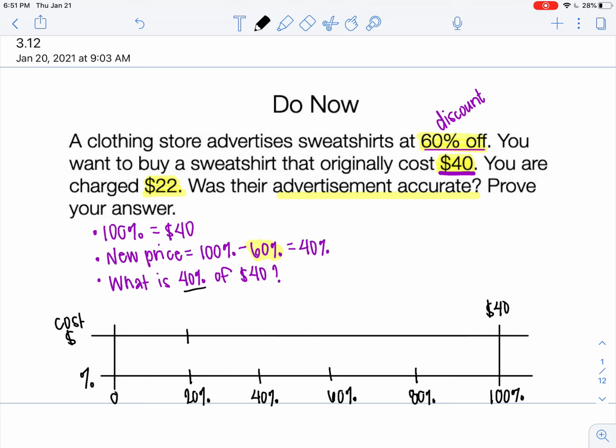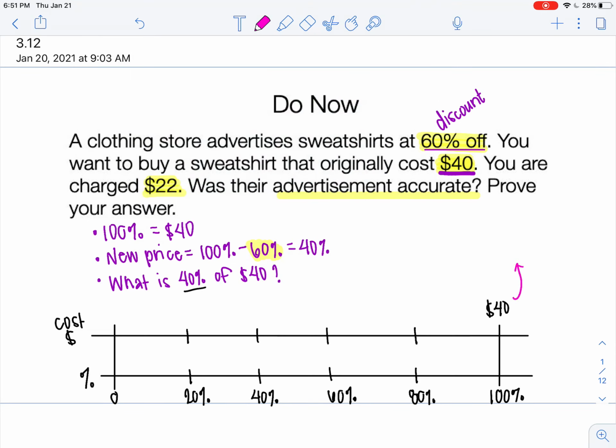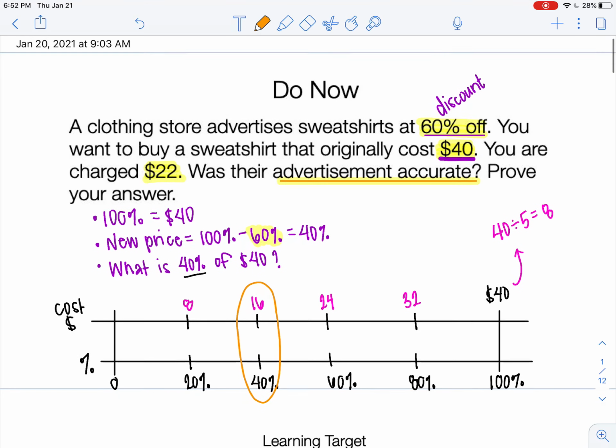And then I just need to figure out how I'm splitting up my number line above. And I know that I'm taking 40, and I'm splitting up 40 into 5 equal-sized pieces. 40 divided by 5 is 8. And I can check my work by counting by 8s. 8, 16, 24, 32, 40, that checks out. And I can very clearly see that 40% of $40 is $16. So if I go back to my original question, was their advertisement accurate? The answer is no.